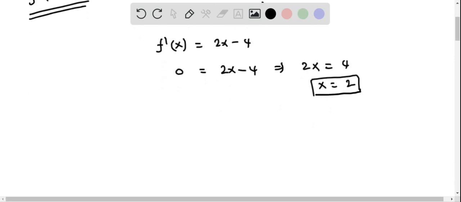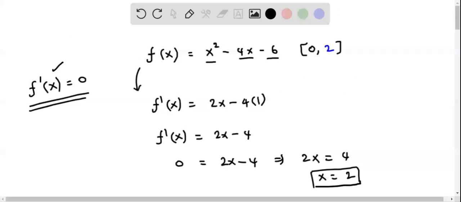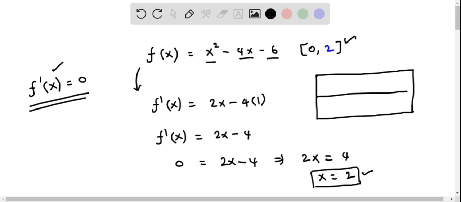Now we have to prepare a table for x as well as f of x, including this critical point as well as the end points. In this case, the critical point happens to be one of the end points. So let's prepare the table. This is x and f of x. We put the endpoints, that is 0 and 2, and the critical point is also 2, so we put two values for x, that is 0 and 2.